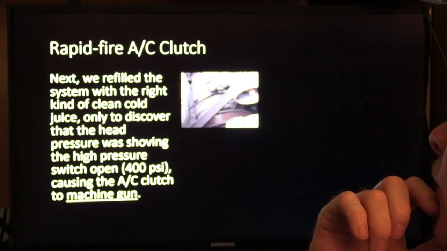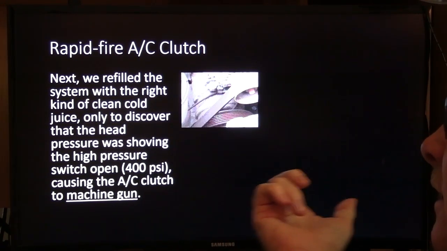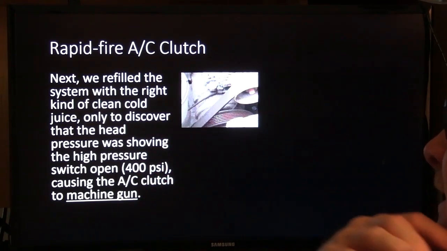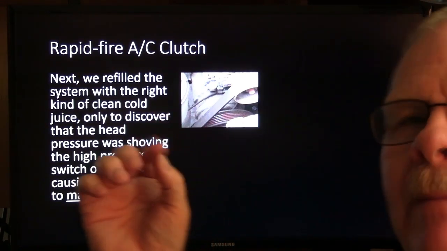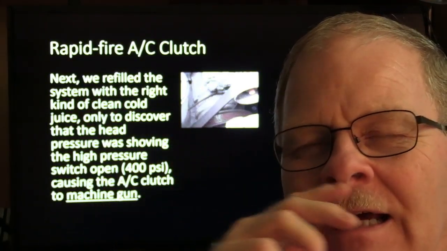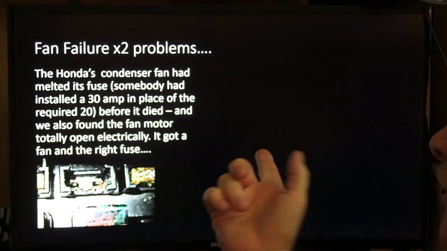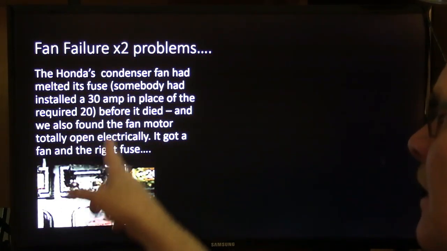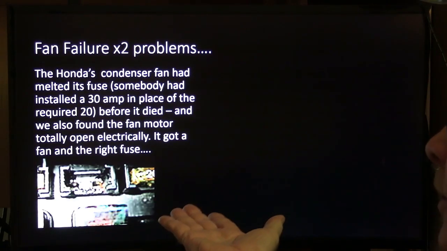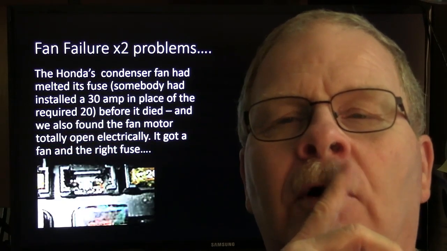Anyway, we did that. We refilled it with the right kind of clean cold juice, only to discover the head pressure was shoving the high pressure switch open, 400 psi, and the AC clutch was going bap, bap, bap, bap, bap. It was machine gunning because the switch was bouncing, I guess. And what we found on that one was the condenser fan had melted its fuse. Somebody had installed a 30 amp in place of a 20 before it died. The fan motor was also totally open electrically. It probably shorted out and then burned out.